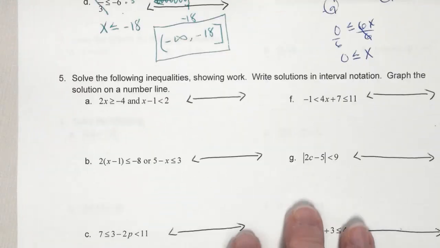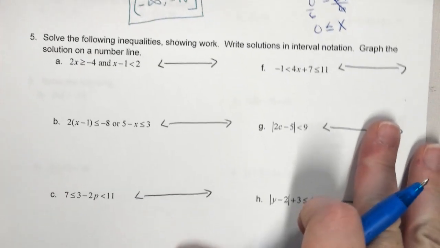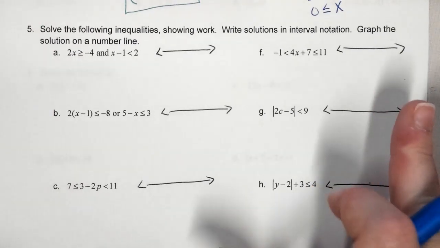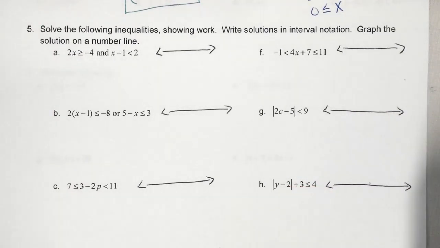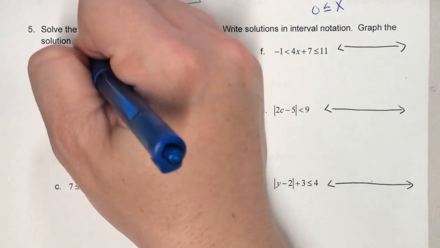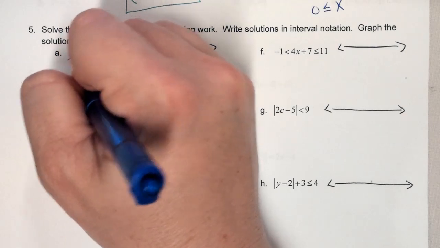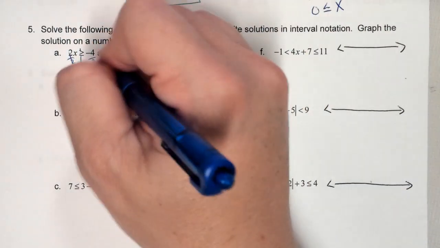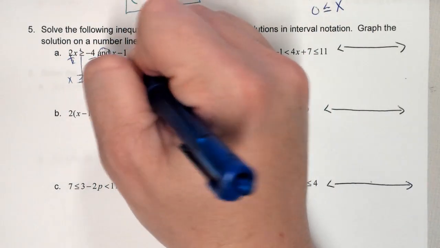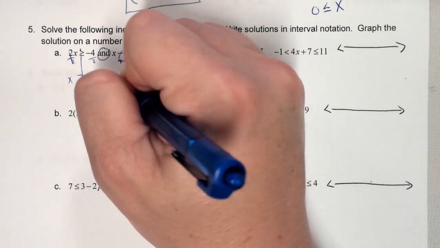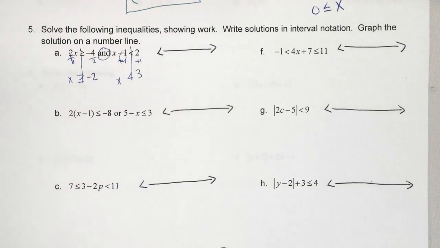Okay, so looking at number 5, solve the following inequalities and show work. We were writing these in interval notation and graphing them as well. So here we have to solve both of them, divide by 2, and I get x is greater than or equal to negative 2. This is an and problem. Add 1, and I get x is less than 3.